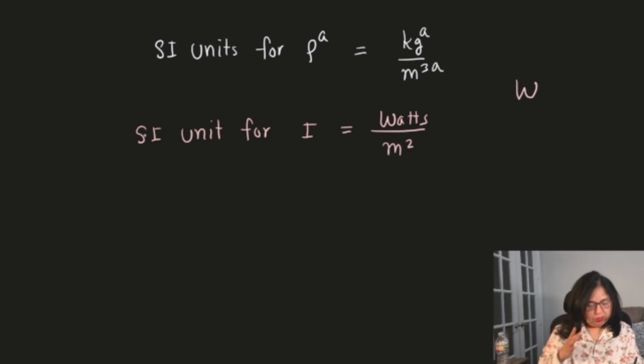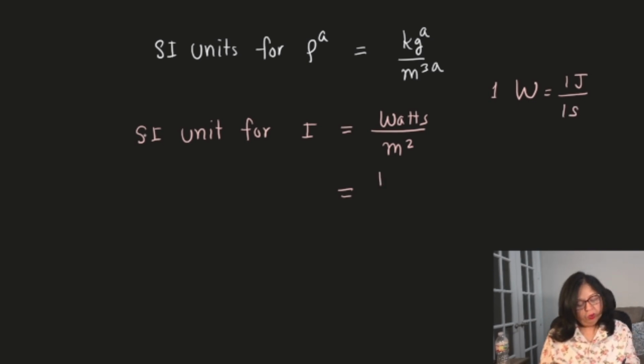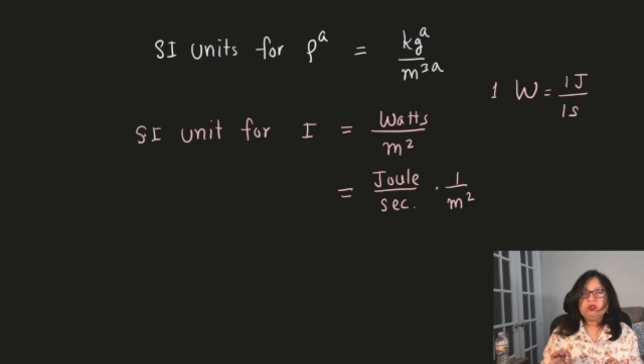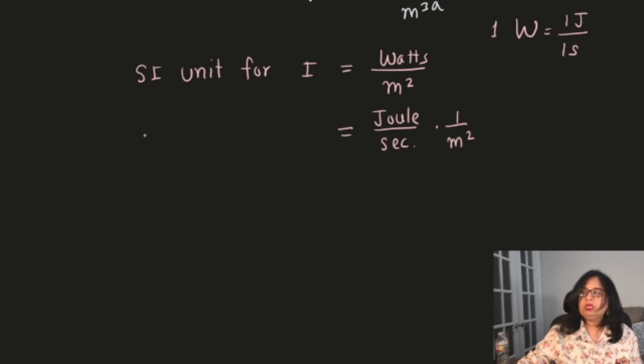Now watts is actually uppercase W. That's the symbol for watts, but I'm spelling it out just for your benefit. Now power equals work per unit time. So 1 watt equals 1 joule per second. So instead of watt, now I'm going to write joule divided by second times 1 over meter square. Now again, joule is just uppercase J, and occasionally you will see even lowercase j written for joules. And seconds is just lowercase s. I'm spelling it out, I don't need to.